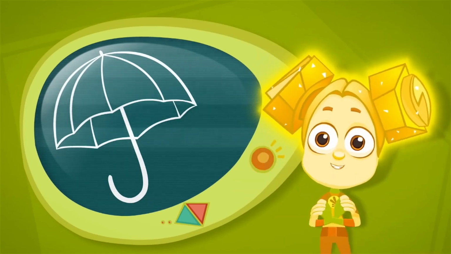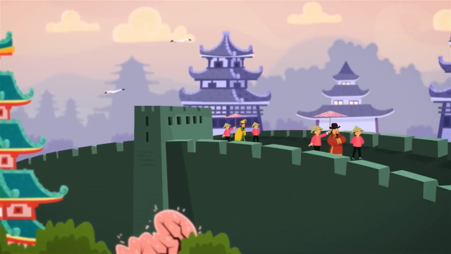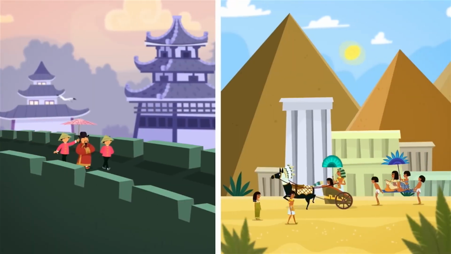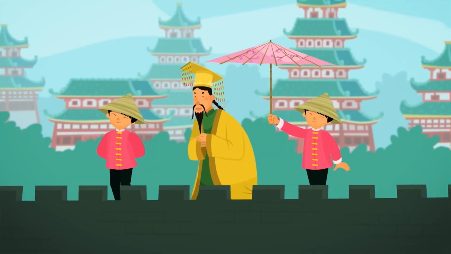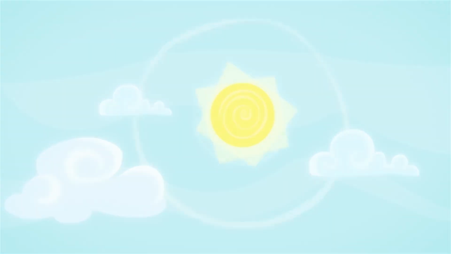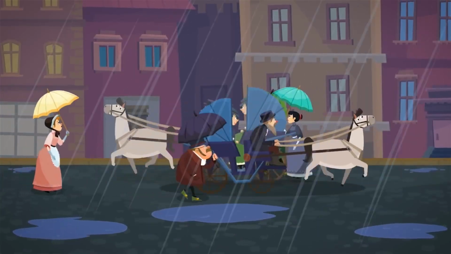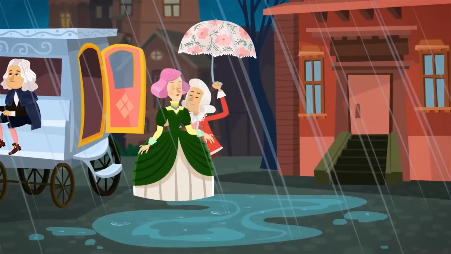Umbrellas are an ancient invention. They're almost 3,000 years old. In China and Egypt, umbrellas were made out of leaves, feathers, and paper. Servants carried them over their kings to protect them from the hot sun. When umbrellas became fashionable in Europe, people started using them as cover from rain.